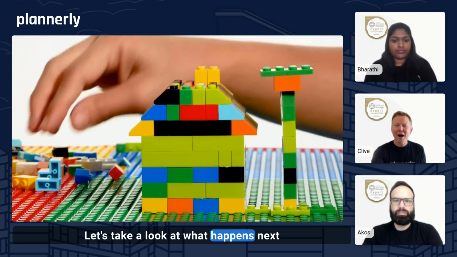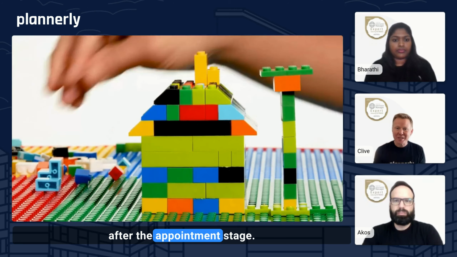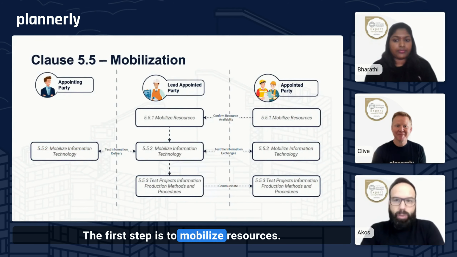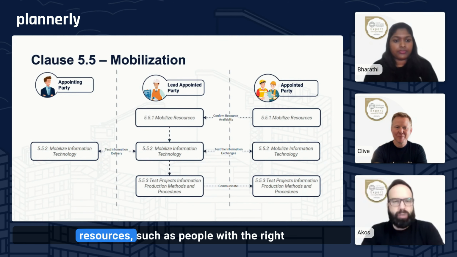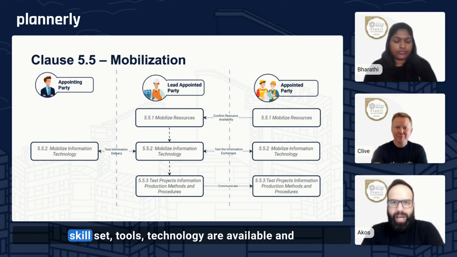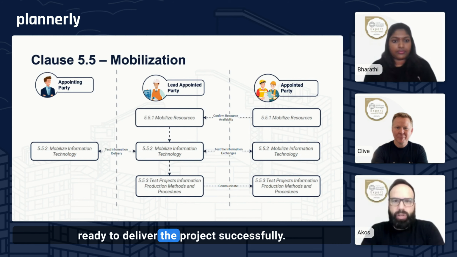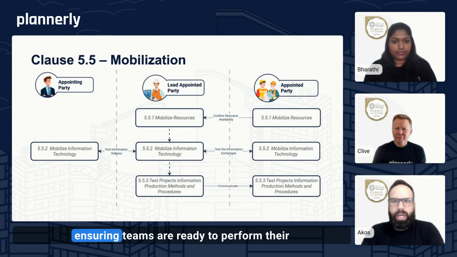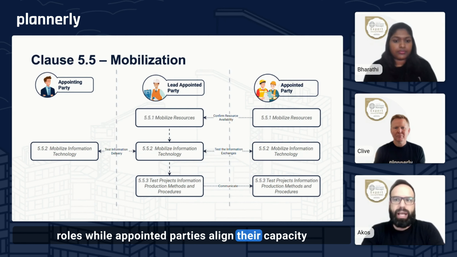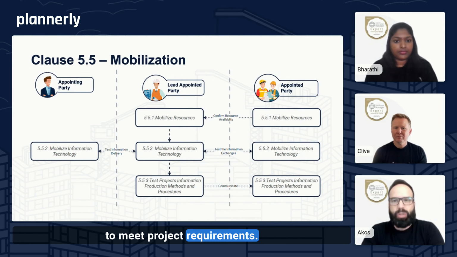Let's take a look at what happens next after the appointment stage. The first step is to mobilize resources. It's all about confirming all the necessary resources, such as people with the right skill set, tools, technology are available and ready to deliver the project successfully. The lead appointed party checks resource availability, ensuring teams are ready to perform their roles, while appointed parties align their capacity to meet project requirements.